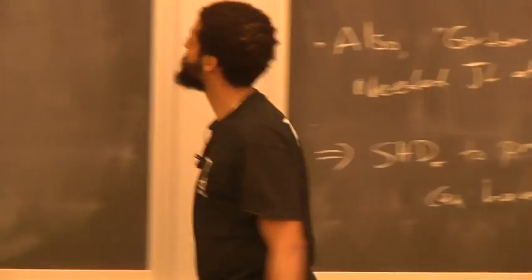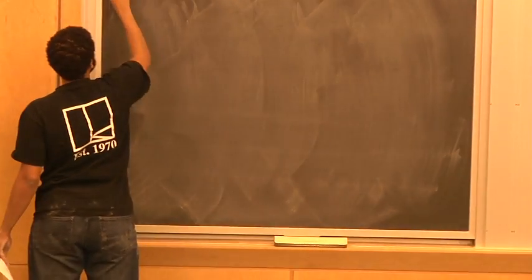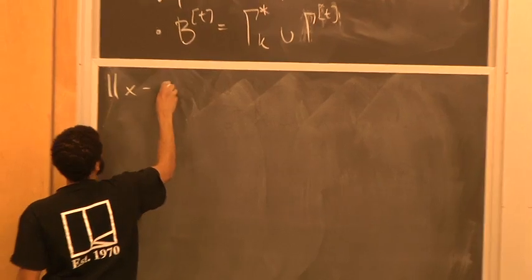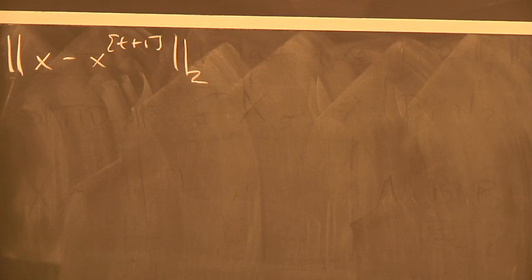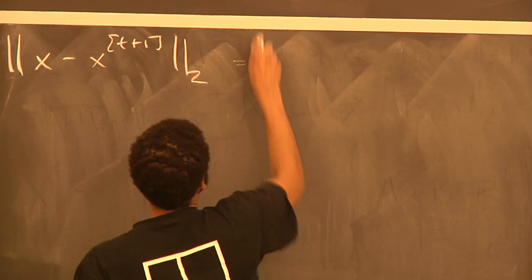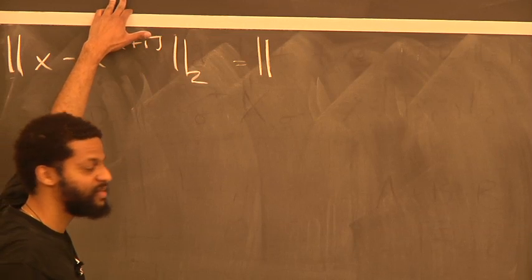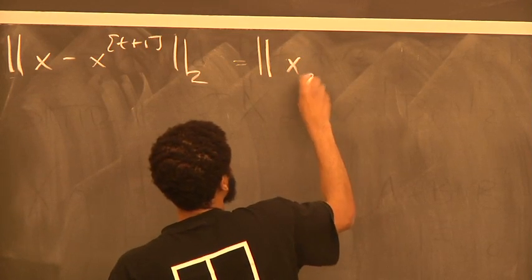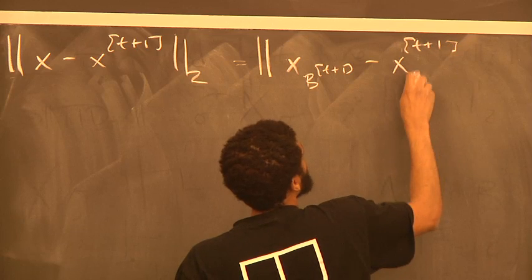Right. So ultimately, I want to get a good handle on this, which is the norm of the residual after t steps. So let's write that down. We have that x minus xt plus 1, L2 norm, is equal to, well, these two vectors both have support in bt plus 1. So this is equal to x bt plus 1 minus xt plus 1 bt plus 1.